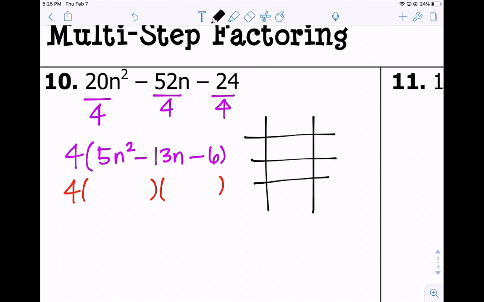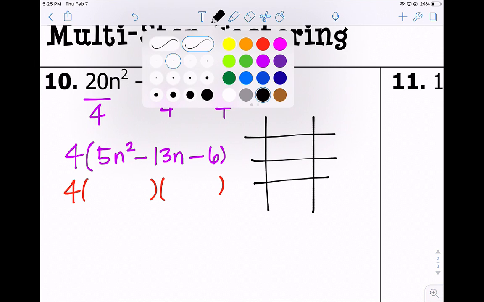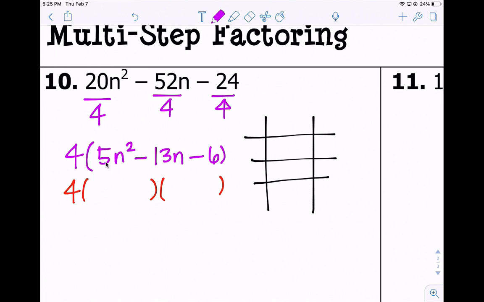Okay, so we are going to fill in our tic-tac-toe grid now. So the 5n squared always goes in the top left. That's the first term. So 5n squared in the top left. Then the negative 13n, the middle term, always goes in the bottom right. So negative 13n down here. And then negative 6, the constant term, always in the top middle. So 5 is prime. That's nice because we only have one option. The only way to get 5 is 5 times 1. And n squared, we use n and n. So we're going to do 5n and 1n is the only option there.